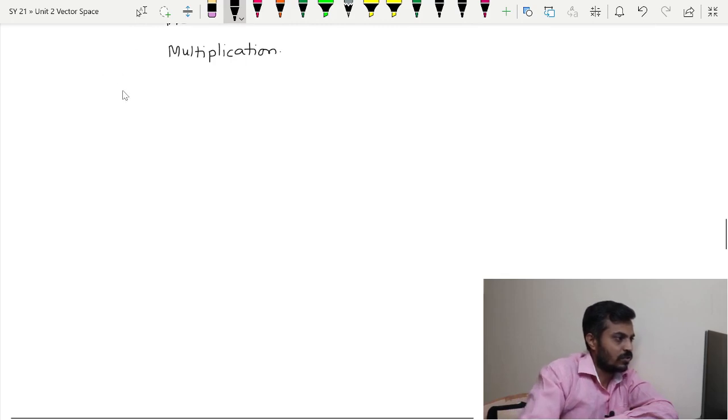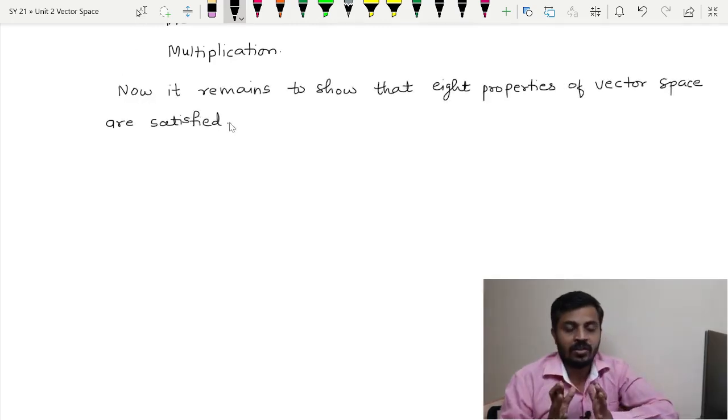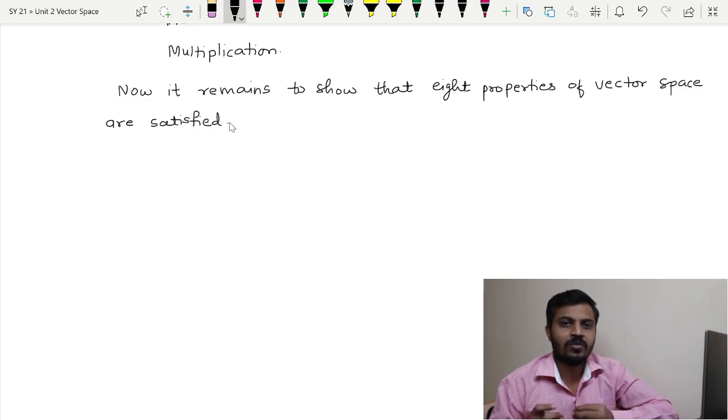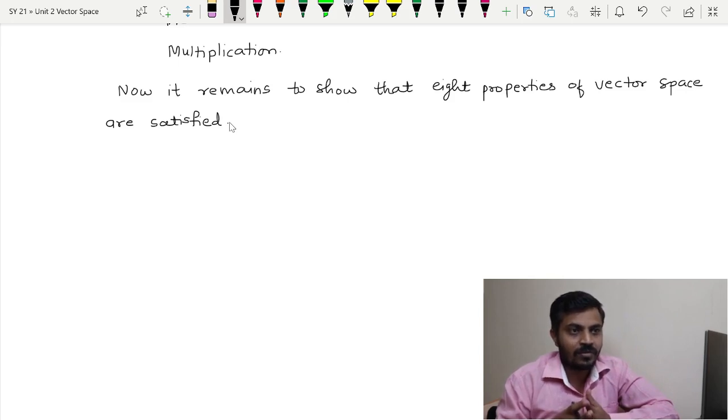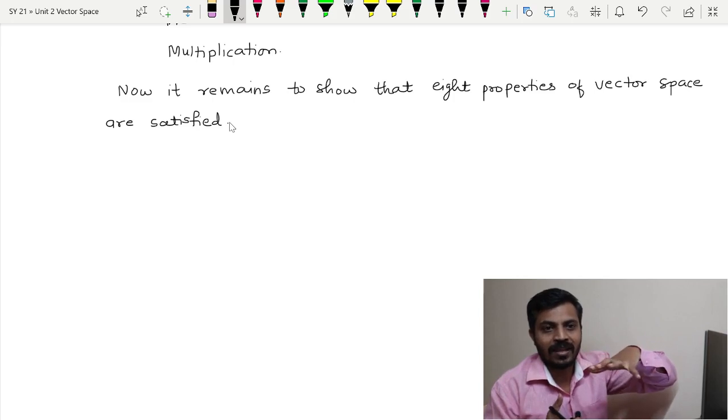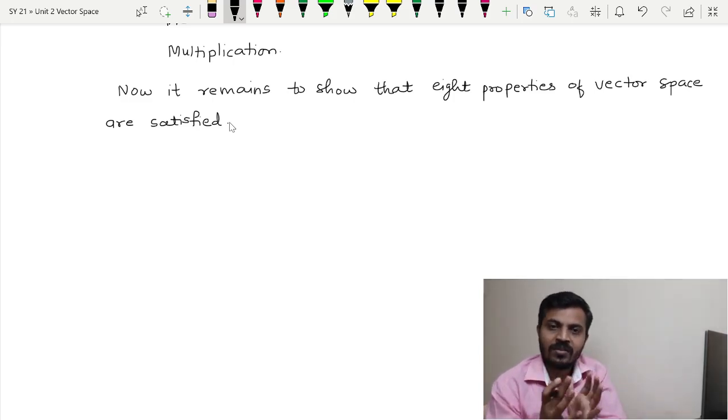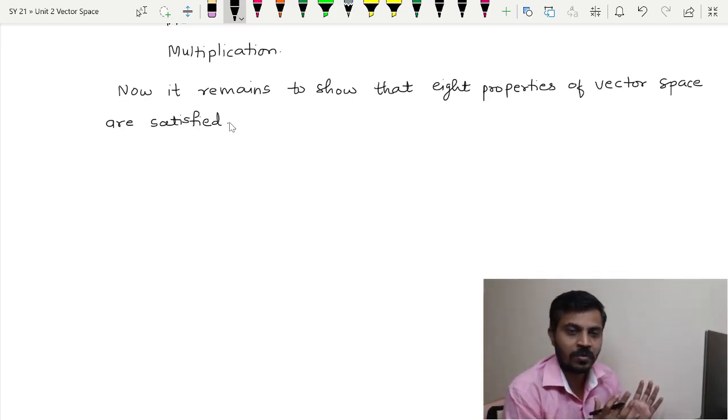So now it remains to show that, but note that these 8 properties should be satisfied for elements of W, because we have to show W is a vector space, right? So according to the definition of vector space, whatever that 8 properties are there, that we prove for elements of V, because there V is a vector space, but over here we have to show W is a vector space. Thus all that properties should be satisfied by elements of W.